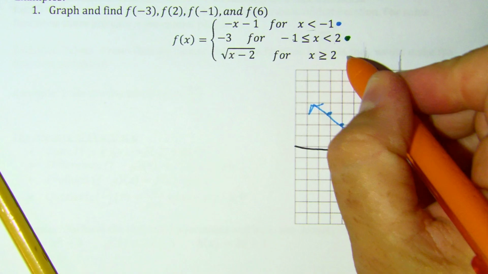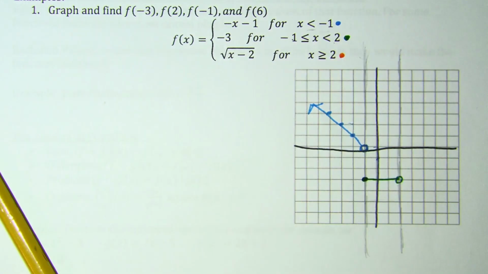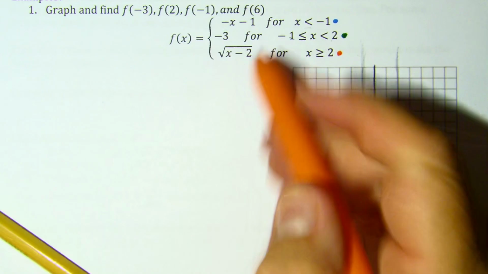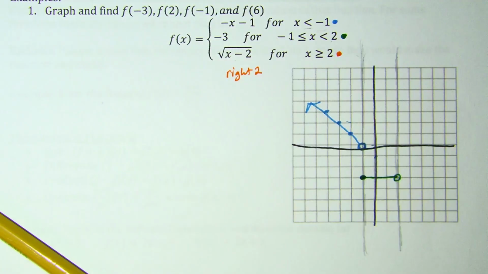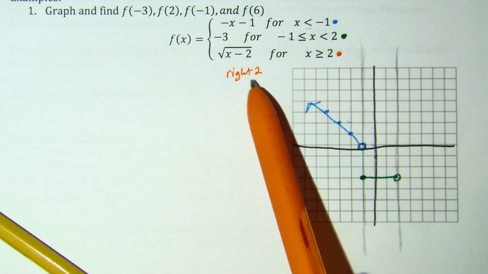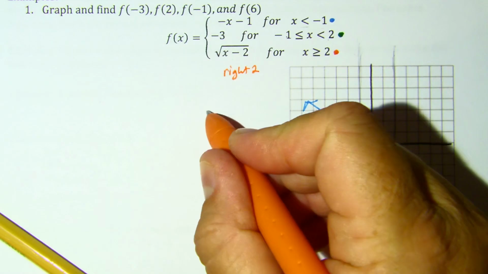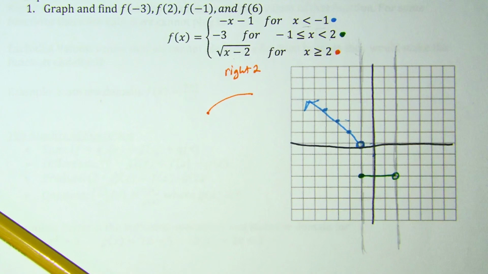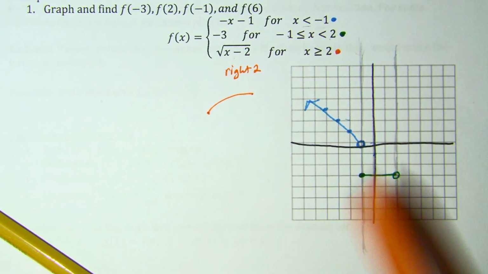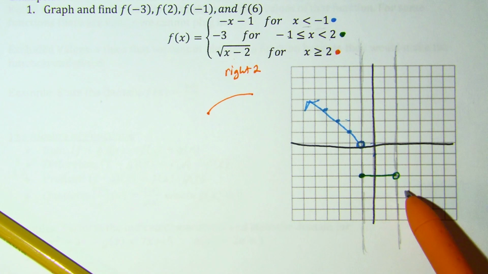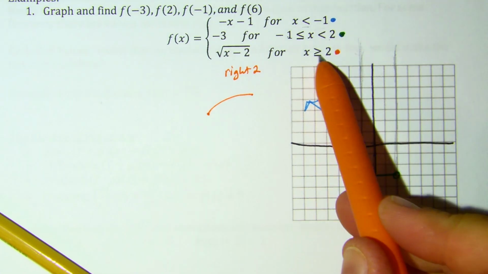And then the last one, the square root function. Now this means it's shifted to the right 2. So if you think about the square root graph that we graphed previously, and it looked kind of like that, it's been shifted to the right 2. The other thing you can do is you can plug in some points. It's equal to 2, has the equal to sign.